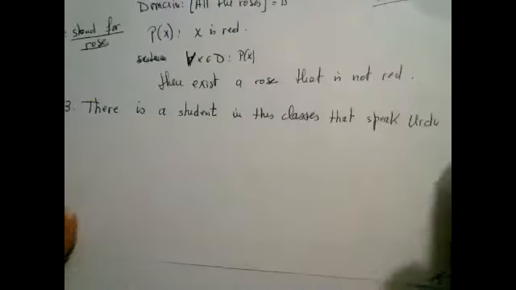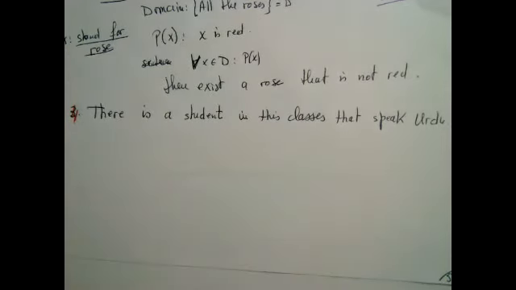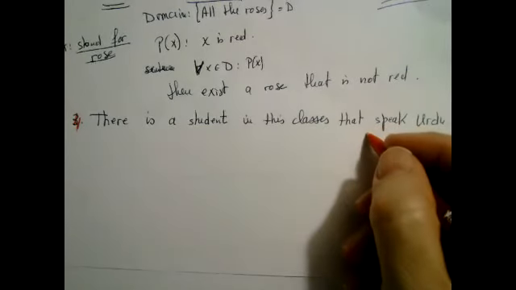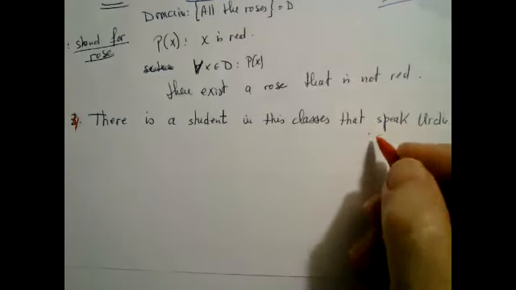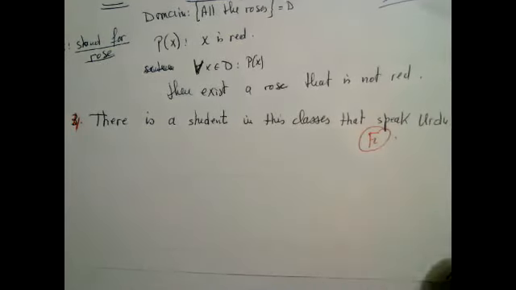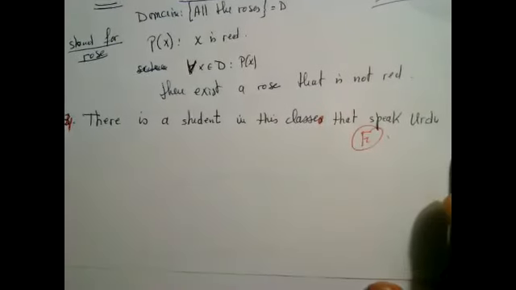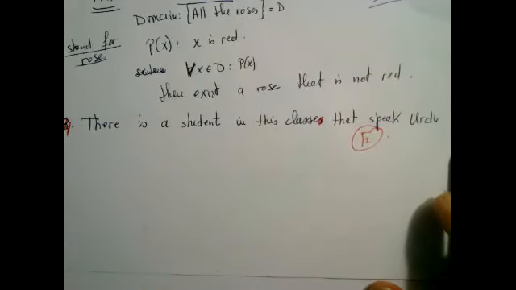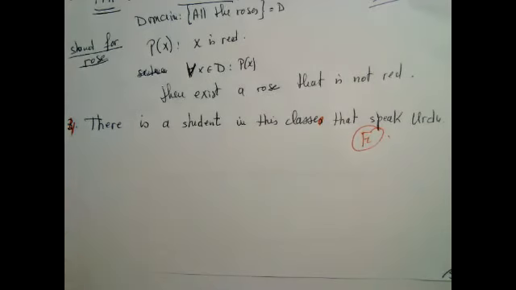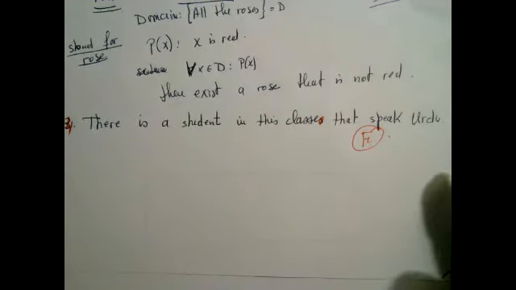Okay. So let me call this 4. There is a student in this class that speaks Urdu. May I assume the statement is false? Does any of you speak Urdu? I don't think so. All right. There is a student in this class that speaks Urdu. I want the negation. What's your domain? What's the predicate? What's your quantifier? And then negate.